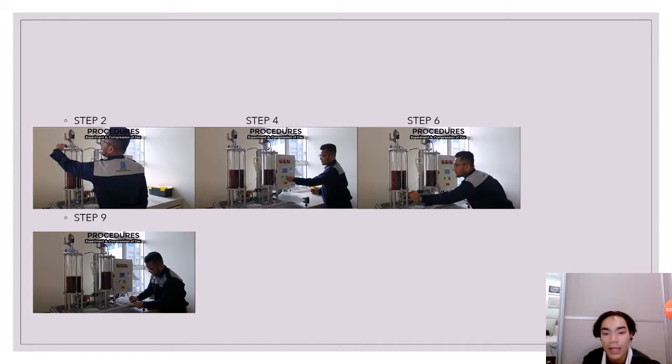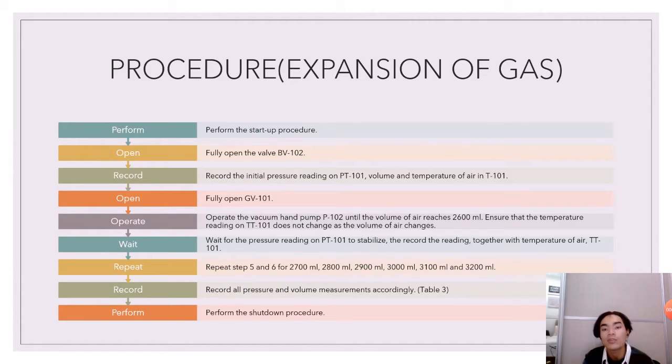Okay, this is to give a better look. Step 2, step 4, step 6, and step 9. Step 2 is to open the valve up here. We have to also switch on the main control. We have to open up the valve here again, and then we have to record the data obtained. So this is the procedure, since T2 has two sets of experiments.